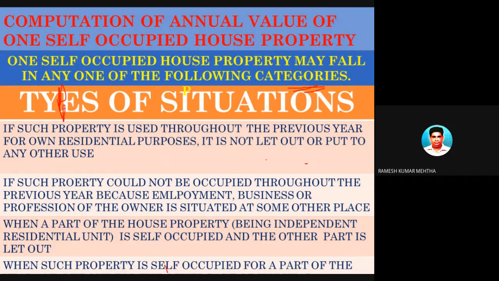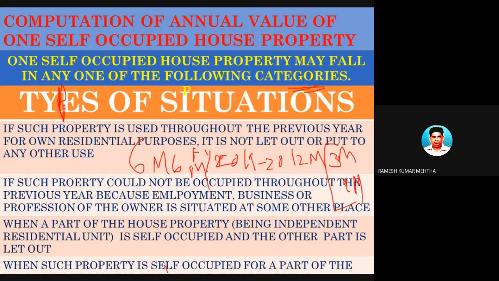Situation four speaks that during the financial year 19-20, for example, which consists of 12 months, 3 months it may be self-occupied and 9 months it is rented out, or 6 months it is self-occupied and 6 months it is rented out, or 7 months it is self-occupied and 5 months it is let out. So there can be a situation like this, and you have to find out the gross annual value and the income from house property in situation 4 also.